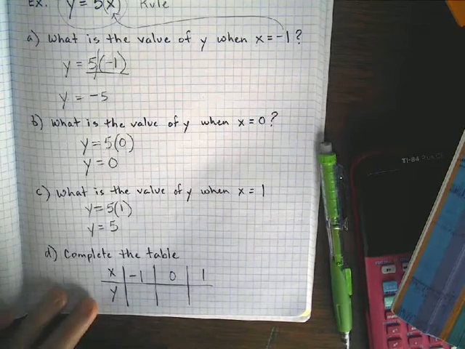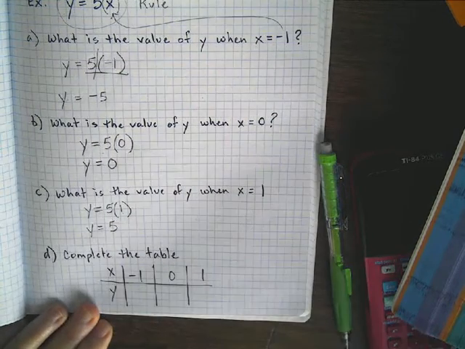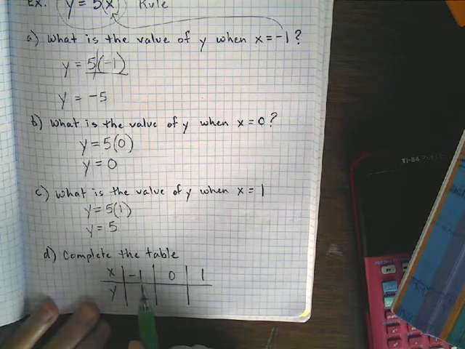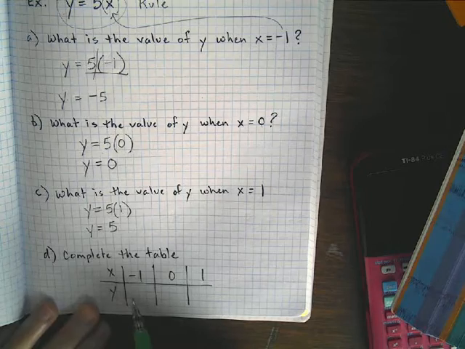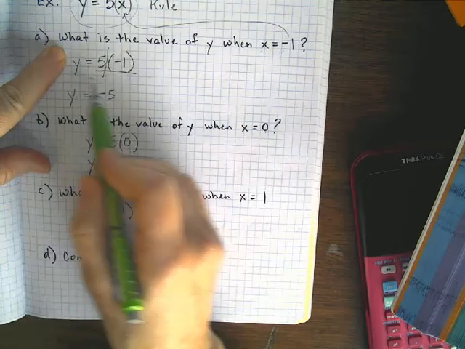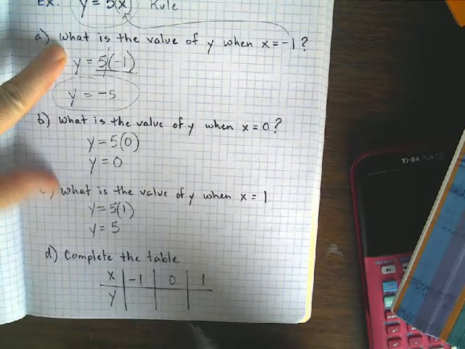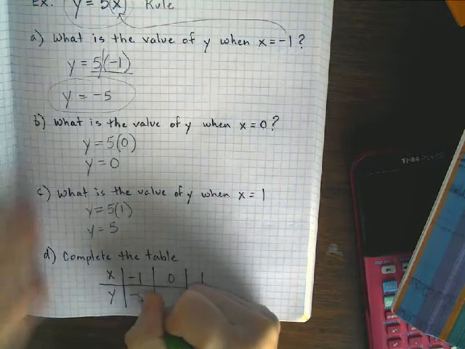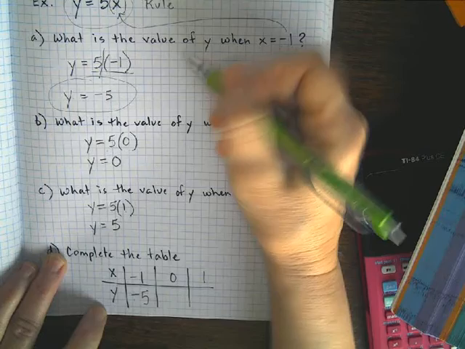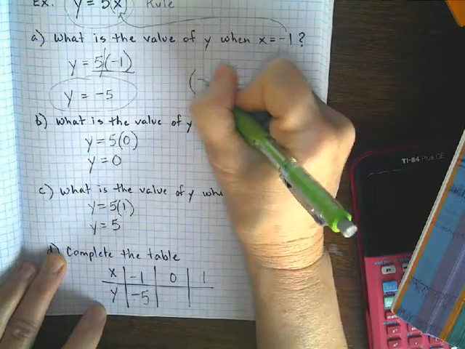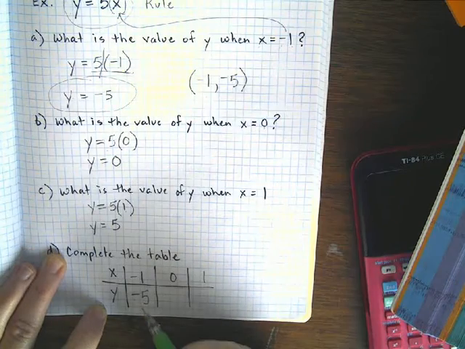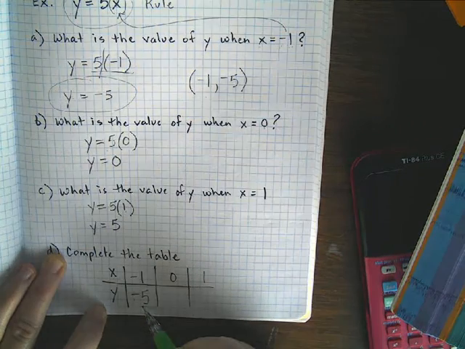Okay, here's my question. How do I complete this table? Well, I tell you that x is -1. You have to tell me what's y. Well, when x is -1, what's y? -5. So we're going to put the -5 right here. -1, -5. This is the same as a point. We could graph this. See, we put it into the table. -1, -5.